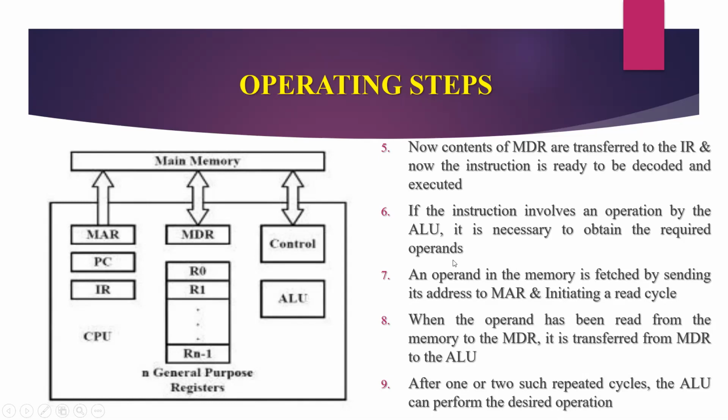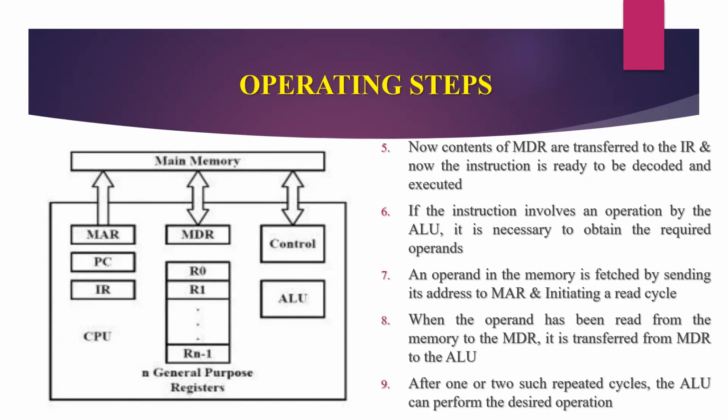So step 6: if the instruction involves an operation by the ALU, it is necessary to obtain the required operand. Suppose the instruction contains 2 operands, or 3 operands, or 1 operand, then we need to get the data. The ALU has to perform the necessary operation with the help of the operands, so we need to fetch the operand from main memory. An operand in memory is fetched by sending its address to MAR and initiating the read signal.